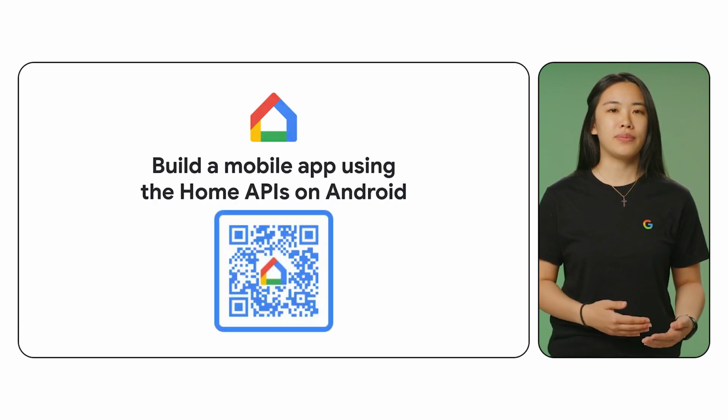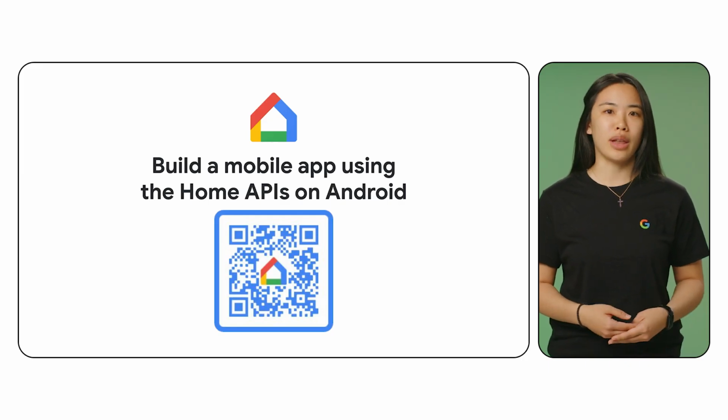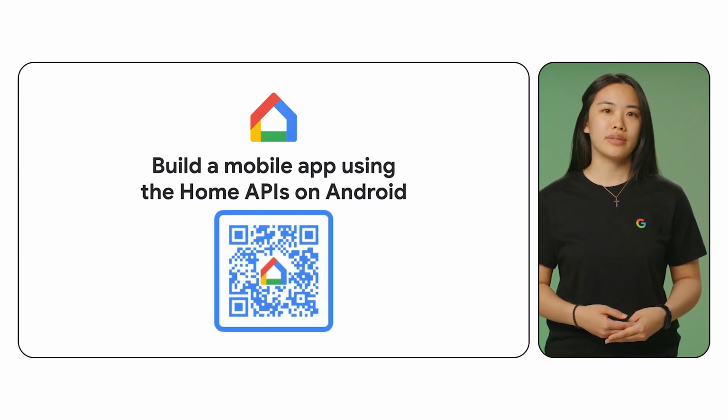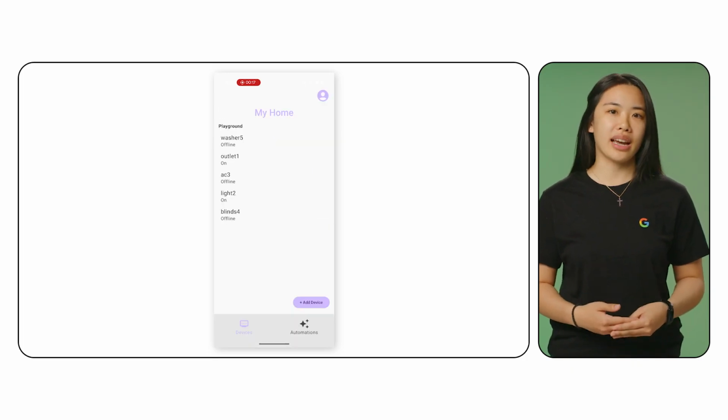future video. Scan the QR code on screen now to follow along with the corresponding code lab on our Developer Center. At the end of this code lab, you'll have a working Android app where users can access and control their smart home. If you're interested in building your own smart home app on iOS, stay tuned for the next video.